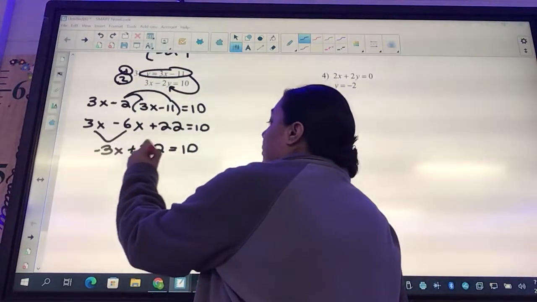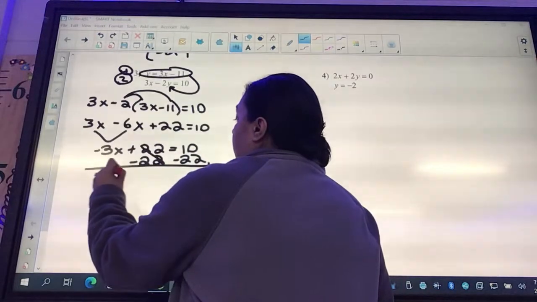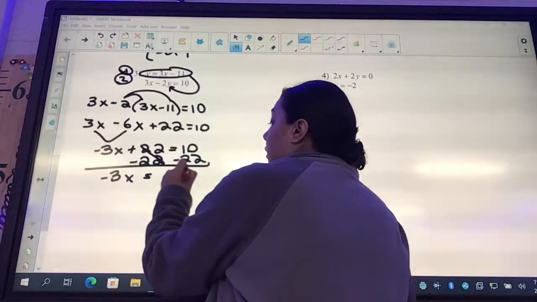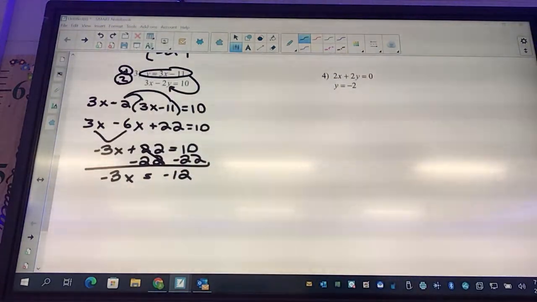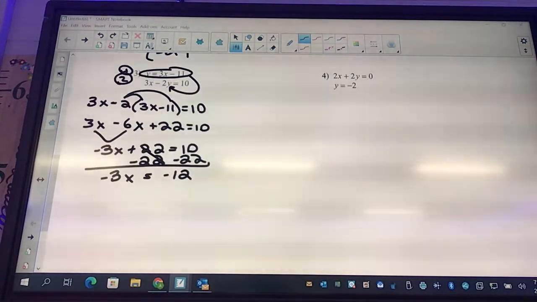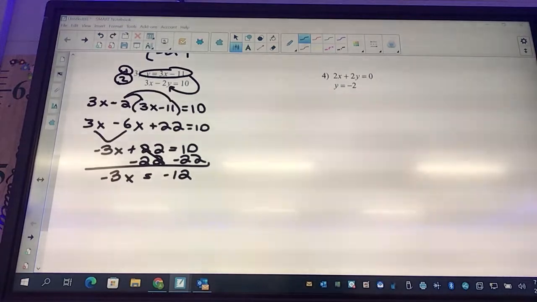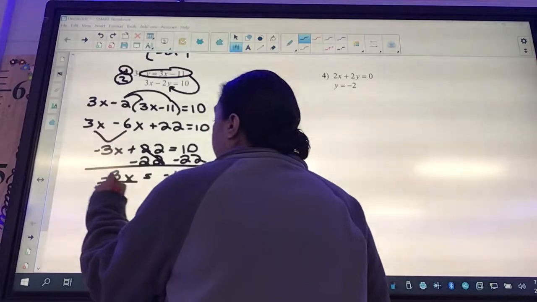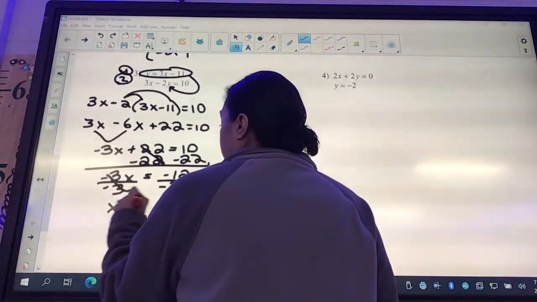Okay, so minus 22. So I got negative 3x equals 10 minus 22. It's going to give you negative 12. And then we're going to divide by negative 3. And you get x equals 4.